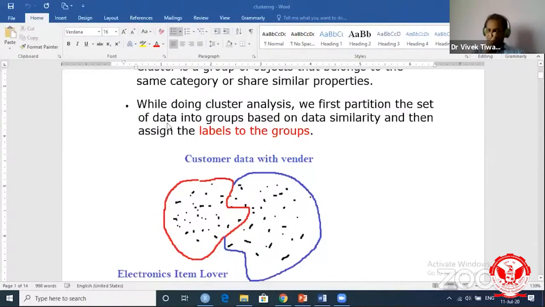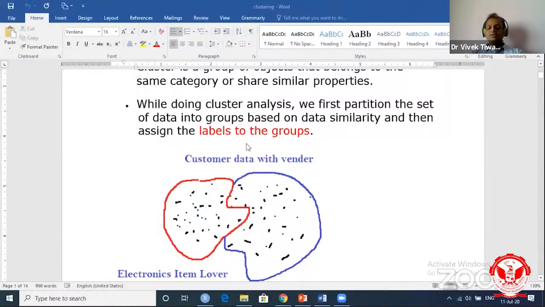Next point, very important. Normally, people forget to discuss this kind of important point. While doing the cluster analysis, we first partition the set of data into groups based on the similarity and then assign the label to the group. That is a very important point, try to understand.